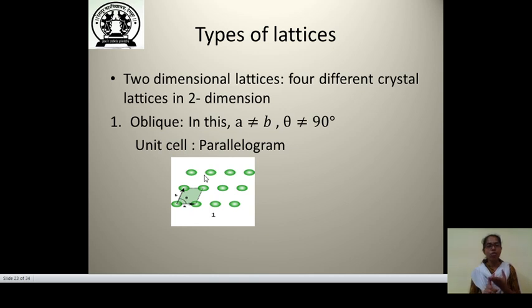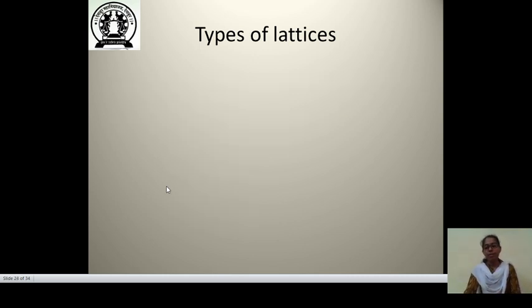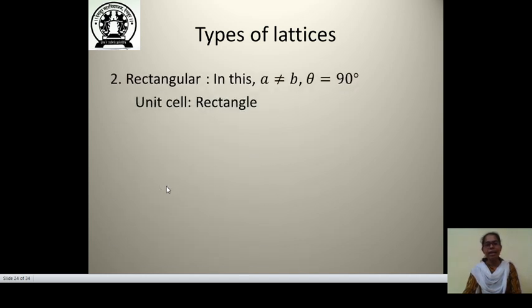To construct the oblique crystal lattice, we want the parallelogram as the unit cell. The condition for the oblique is A is not equal to B and theta is not equal to 90 degrees. This is the first crystal system. In this parallelogram, these green dots are the four lattice points kept at the corners. Therefore, this is the primitive one.